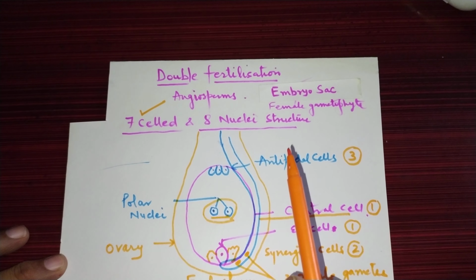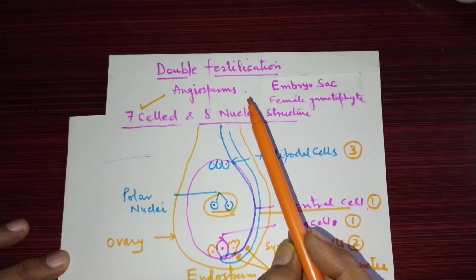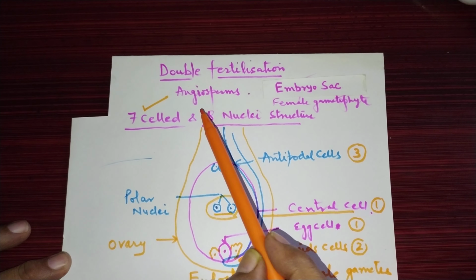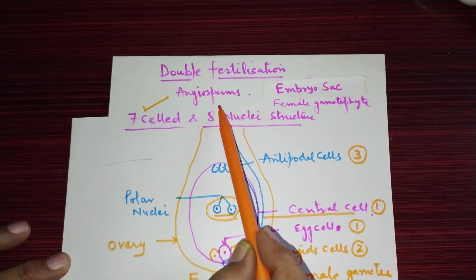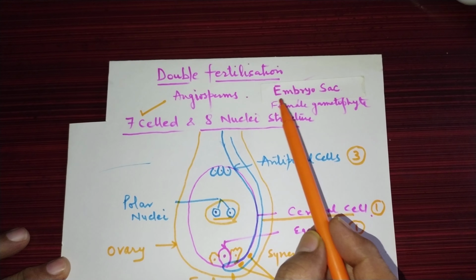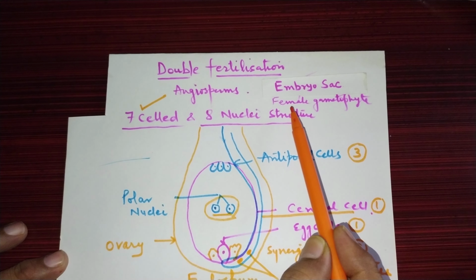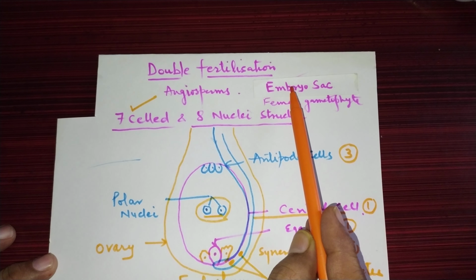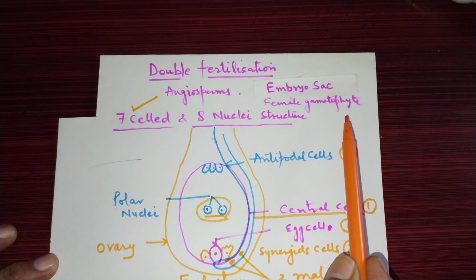Good morning, student. The topic of today is double fertilization, and the process is the characteristic feature in the angiosperm. This process occurs in the embryo sac, that is also known as female gametophyte.